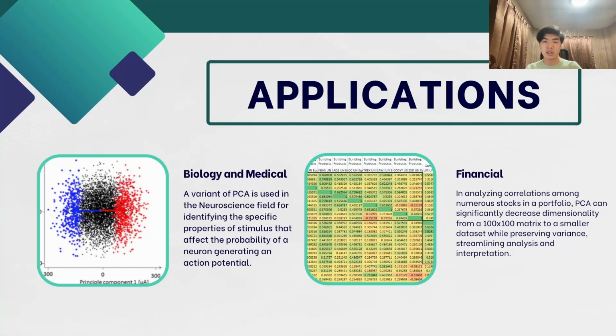So next, let's talk about the applications of PCA in some fields. First, biology and medical. A variant of PCA is used in the neuroscience field for identifying the specific property of a stimulus that affects the probability of a neuron generating an action potential. Let's see the financial field. In analyzing correlations among numerous stocks in a portfolio, PCA can significantly decrease dimensionality from 100 by 100 matrices to a smaller dataset while preserving variance, streamlining analysis and interpretation.